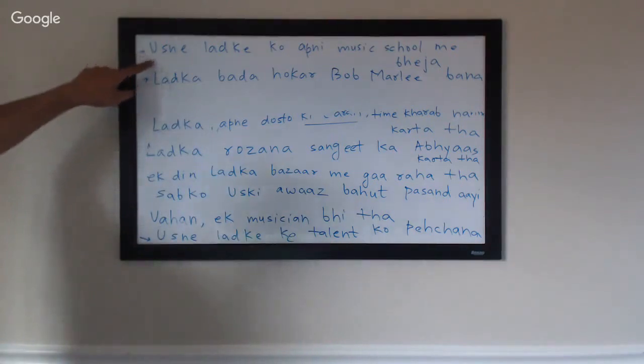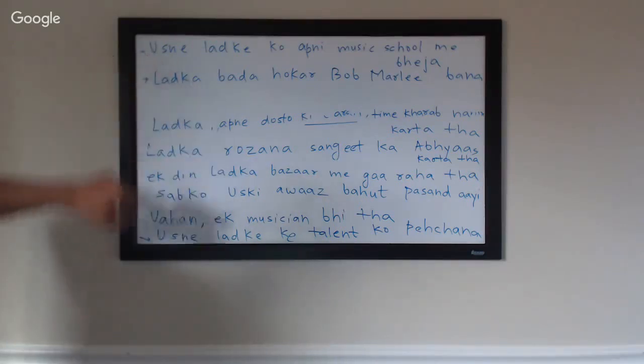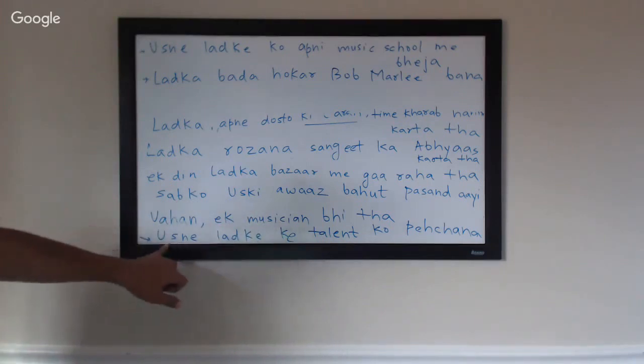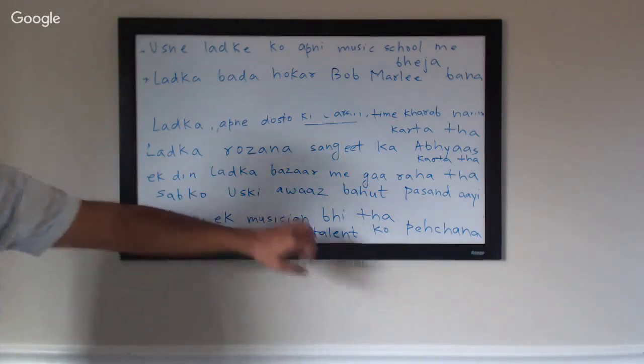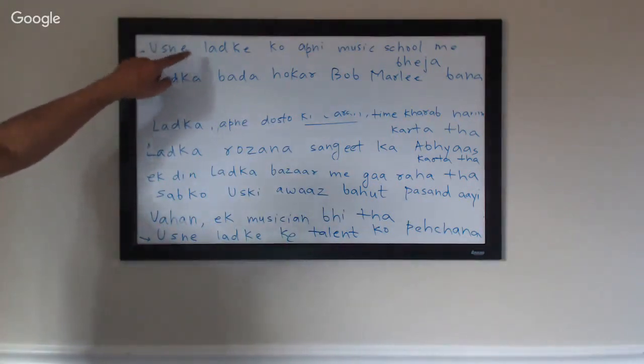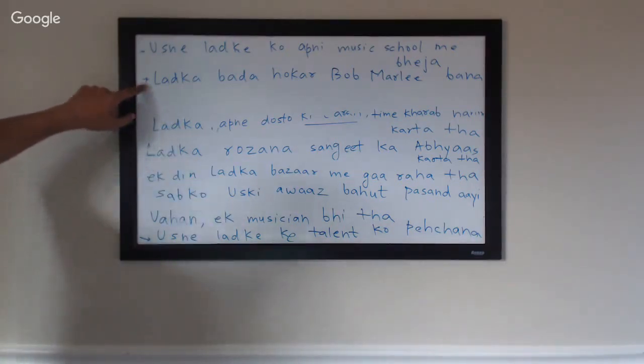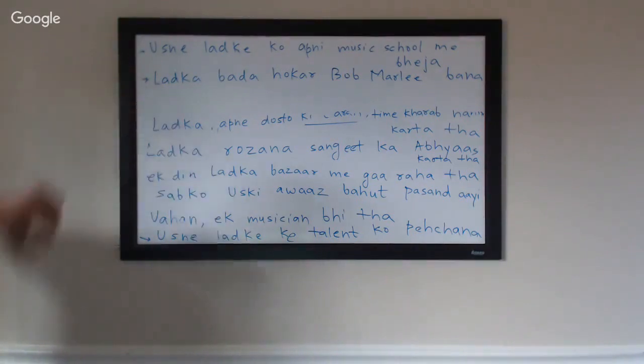Perfect. So what you are saying is from the boy's perspective, but the sentence is written from the musician's perspective. वहाँ एक musician भी था, that there was a musician. The musician recognized the talent of the boy, and then the musician sent the boy to his music school. You see that? Yes, to his music school. The next one: लड़का बड़ा होकर बॉब मार्ली बना.